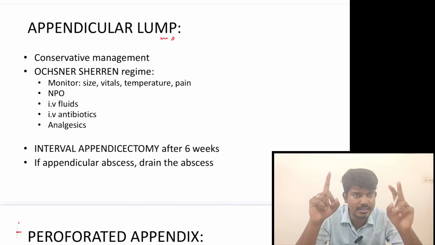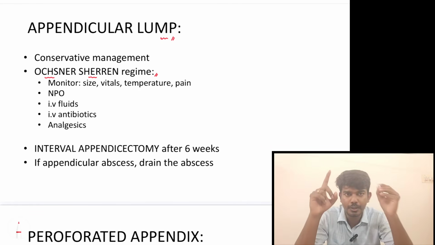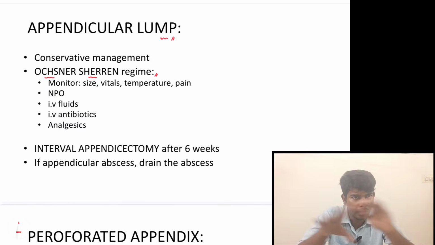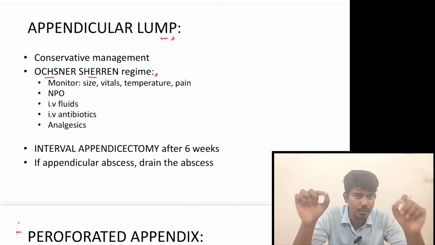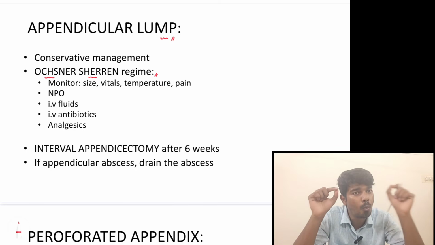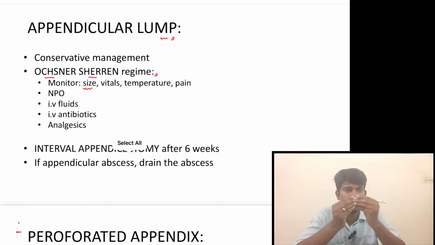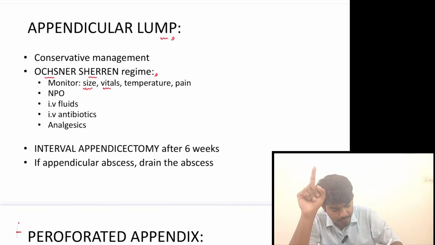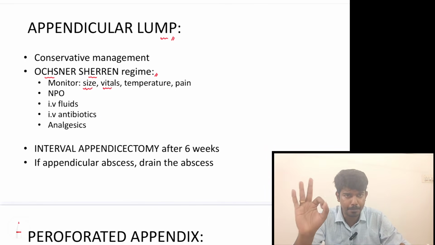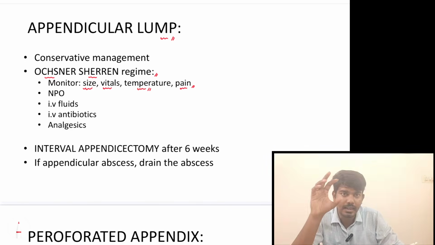Okay, what is this regimen called? It is called as Ochsner-Sherren's regimen. We are going to monitor the patient. If the patient's pain has all settled, okay. If the patient is going unstable or the pain has not settled, we are going to proceed with surgery. Okay, what all the things we are going to monitor? We are going to monitor the size of the swelling, number one. Then the vitals: heart rate, pulse rate, respiratory rate, BP. Then the temperature, also the pain. We are going to monitor all these.